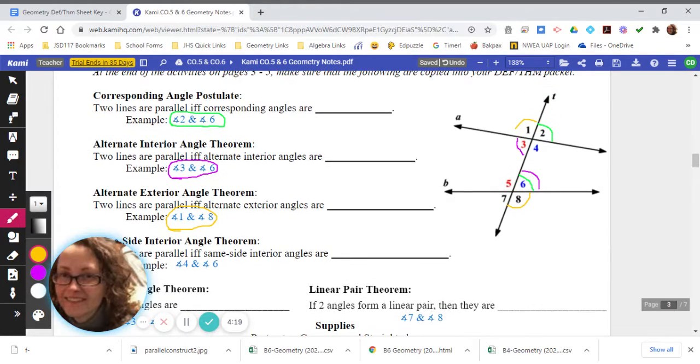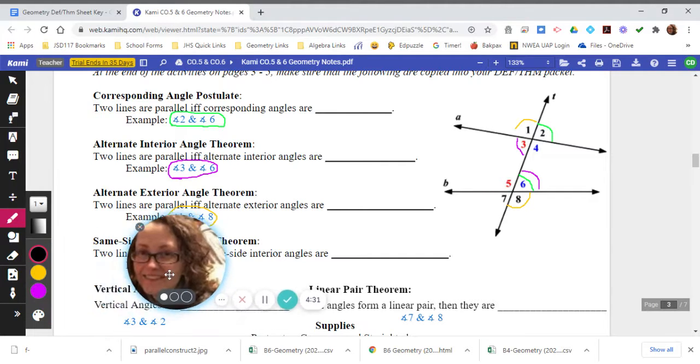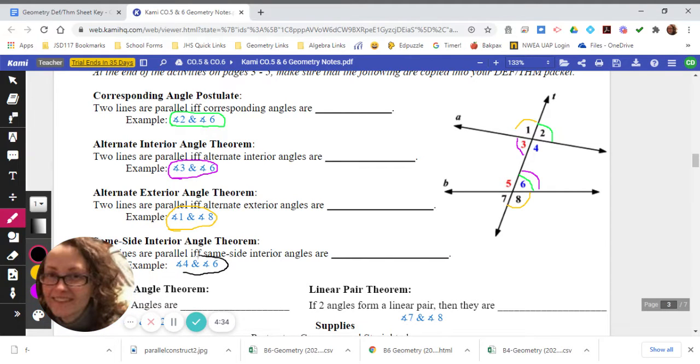And then same side interior angles. Same side interior angles are going to be like 4 and 6. So angle 4 and angle 6 are on the same side of that transversal, the right side, and they are also in between, or on the inside interior of those two lines. So same side interior.